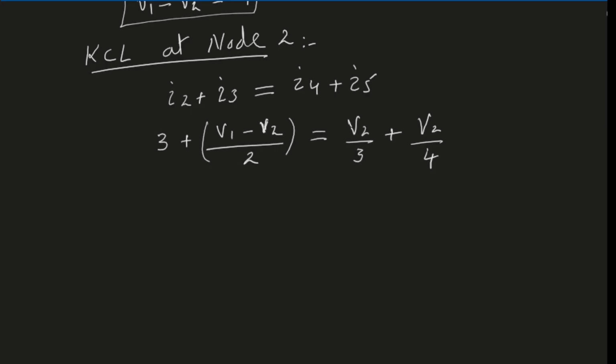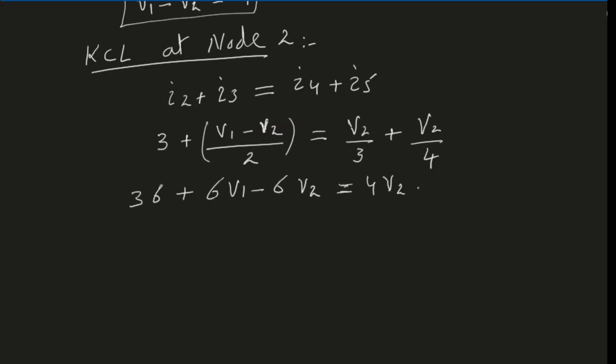We just need to simplify it. I want to get rid of the denominators, so I have to multiply by 3 and 4, which is 12. So let's multiply by 12 on both sides. 12 times 3 is 36, plus 12 divided by 2 is 6, so 6V1 minus 6V2. 12 divided by 3 is 4.